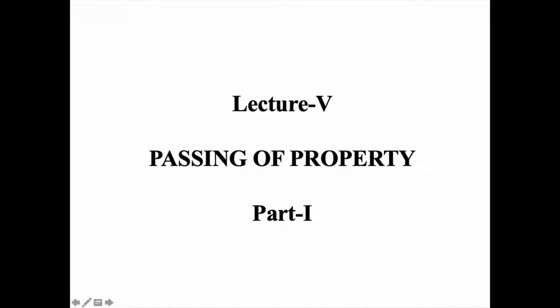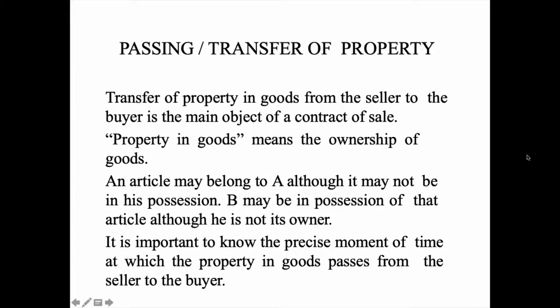So let's get going. What is passing or transfer of property? Transfer of property in goods from the seller to the buyer is the main object of a contract of sale. Property in goods means the ownership of goods, that is, the goods being owned by the person who is going to transfer. An article may belong to A, although it may not be in his possession. B may be in possession of that article, although he is not its owner.